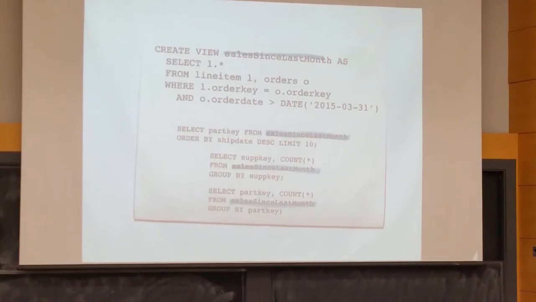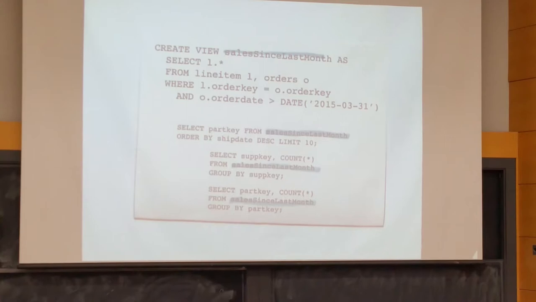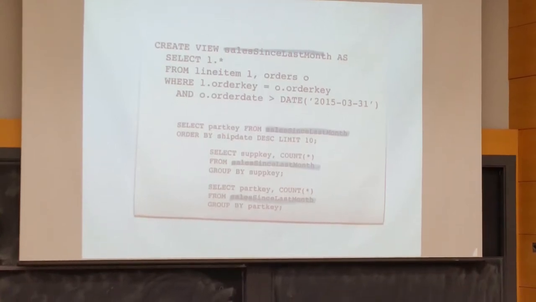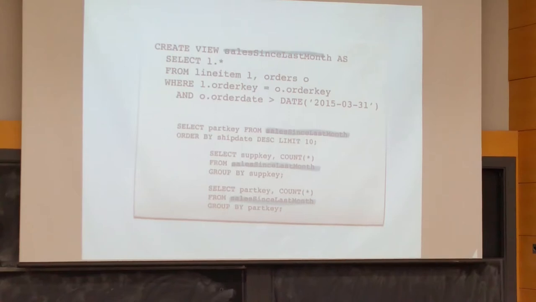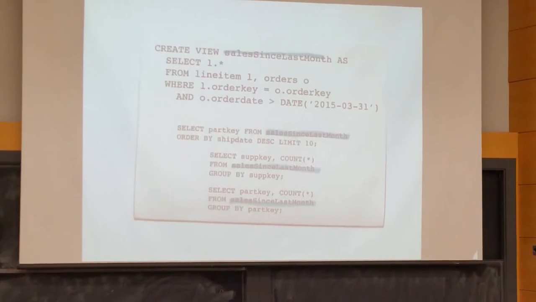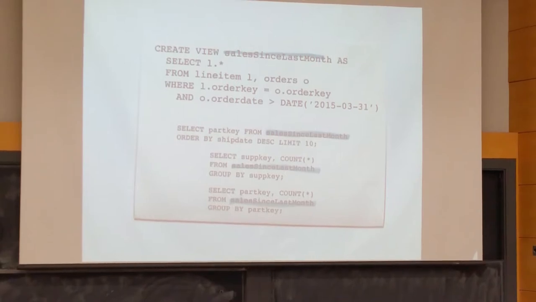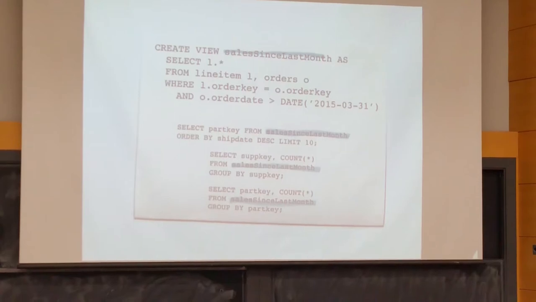You've already filtered out the corresponding line items, and you've already projected away all of the attributes of orders because they're not relevant. So essentially, this is a way of the user telling the database, I'm going to keep asking this particular question. And the database can respond to that by actually pre-computing those values.